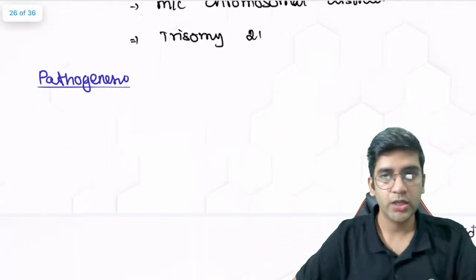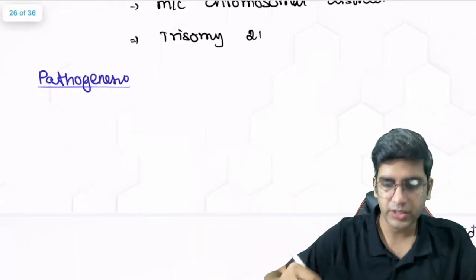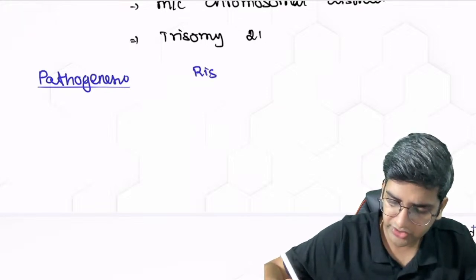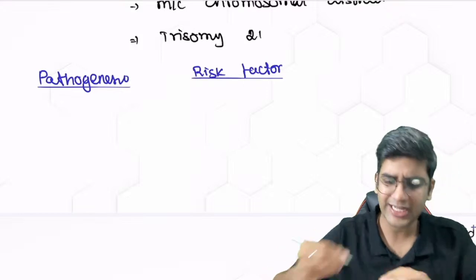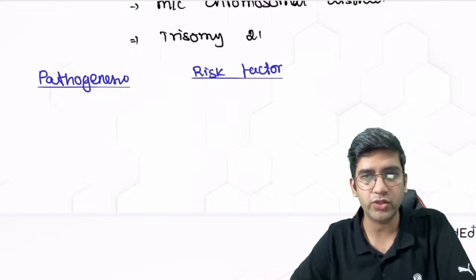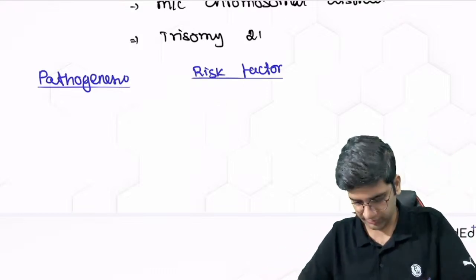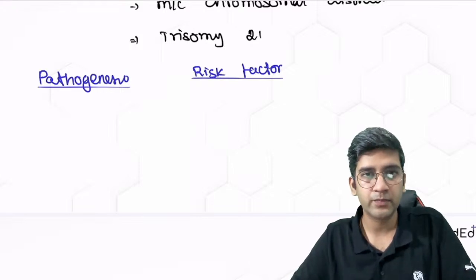Before going to pathogenesis, can we talk about the risk factor of Down syndrome? Because like I said, it's not an inherited disorder, it's an acquired disorder. What's the risk factor of Down syndrome? Great, Darwin. So you're doing good.